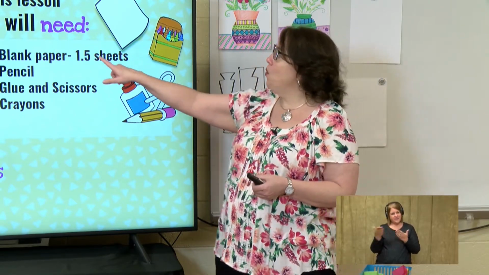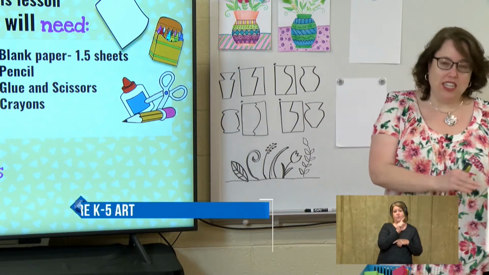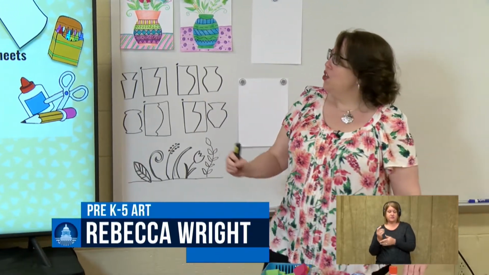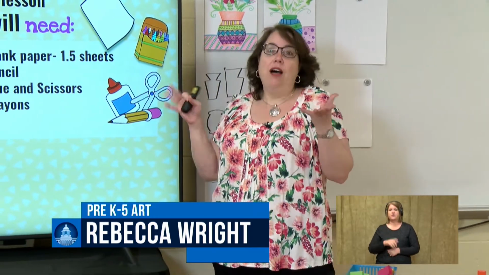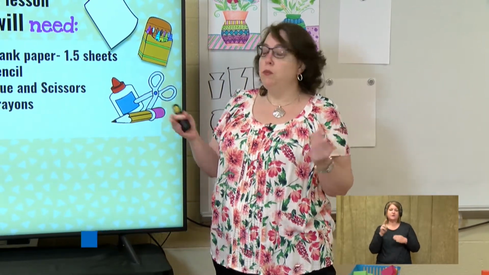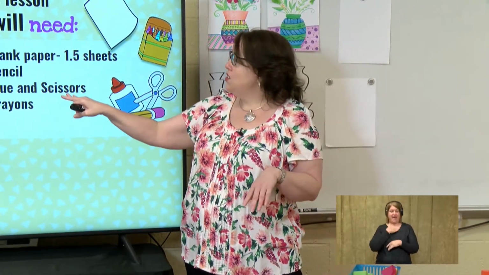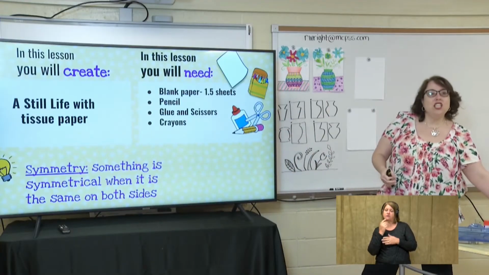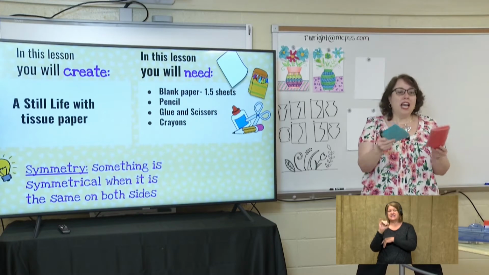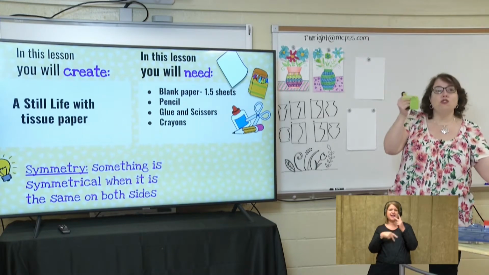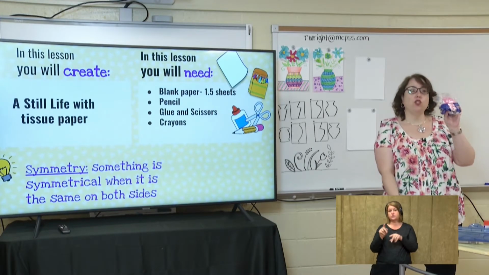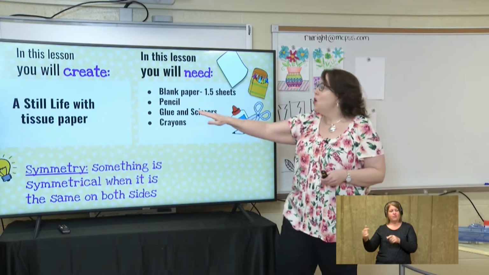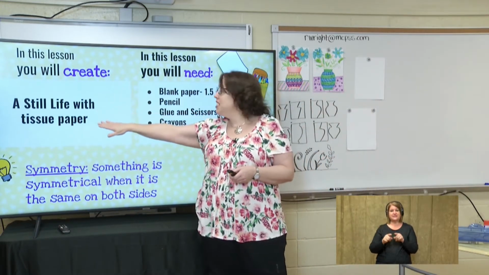So if you can get 1.5 sheets of paper, you just need a little sheet of paper and a regular sheet of paper. You're going to need a pencil. I'm going to use a marker so you can see my lines better. Glue and scissors, some crayons, and if you have any tissue paper or any kind of colored paper, I'm going to also use some crepe paper. So if you have any of this streamer paper, that will work for this project too, because today we're going to make a still life with tissue paper.